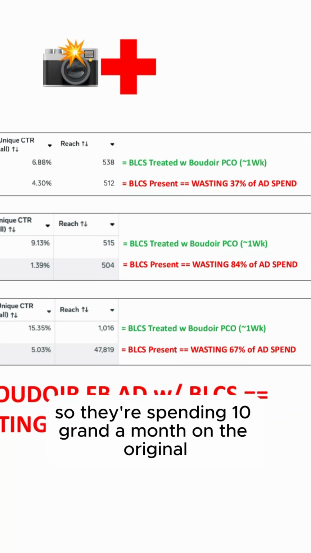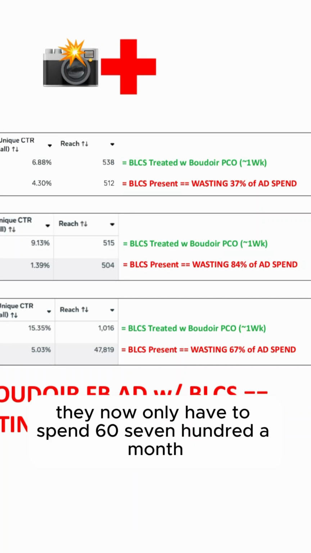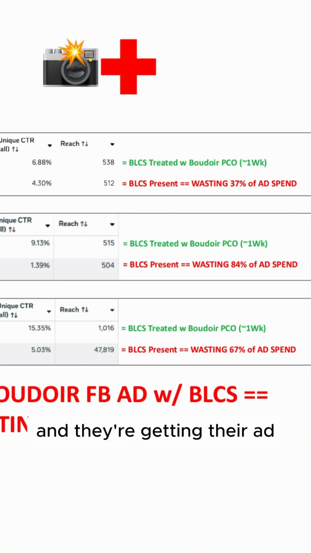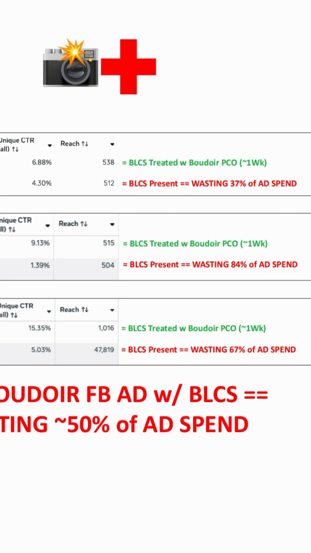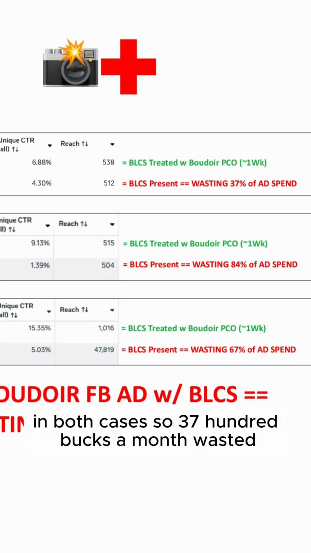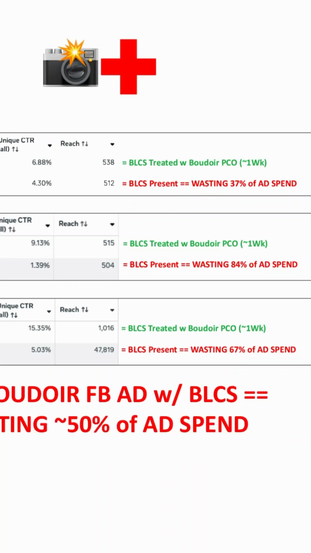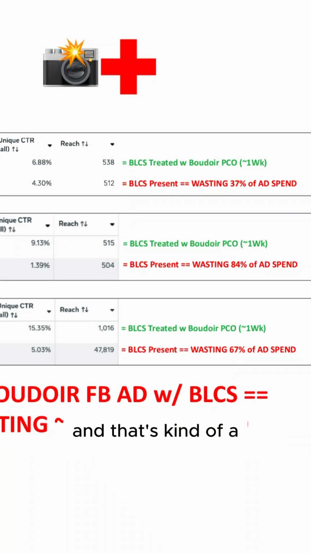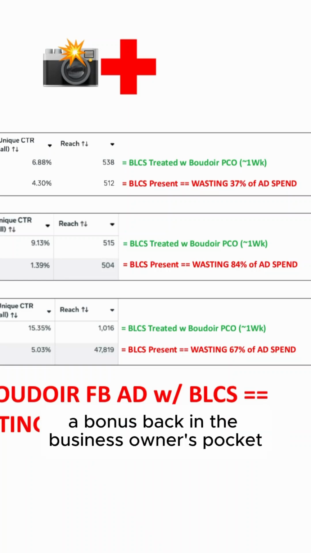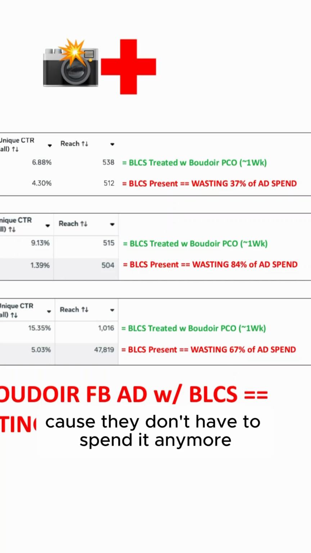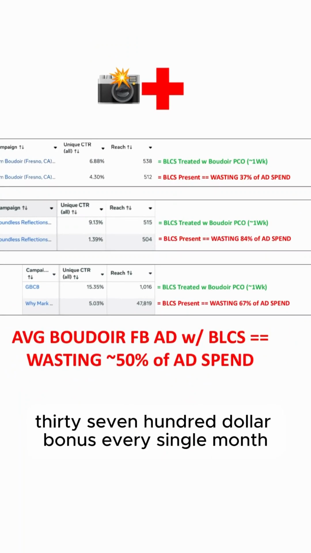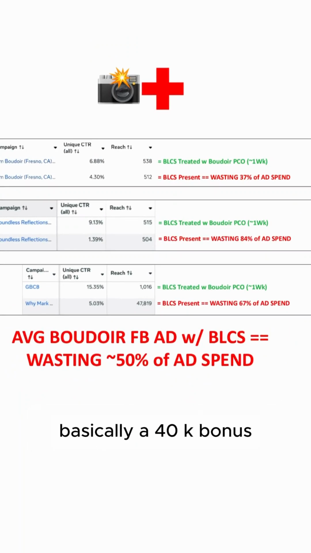So they're spending 10 grand a month on the original. They now only have to spend $6,300 a month on the Boudoir Pico treated ad, and they're getting their ad into the same number of women's brains in both cases. So at $3,700 a month, wasted. We can stop spending that, and that's kind of a bonus back in the business owner's pocket because they don't have to spend it anymore. And after 12 months, that's like a $40K bonus. So $3,700 bonus every single month, basically a $40K bonus.